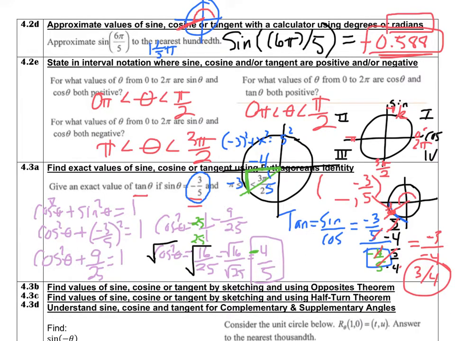Then you can go ahead and answer the question: what is tangent? Tangent is opposite over adjacent. So if you do that, you would get negative 3 over negative 4, which is this right here, which would simplify to 3/4. So either of these two methods work, just be careful with both of them.